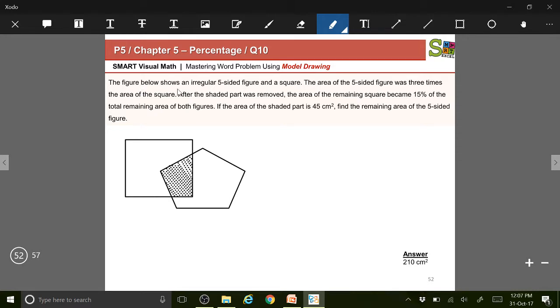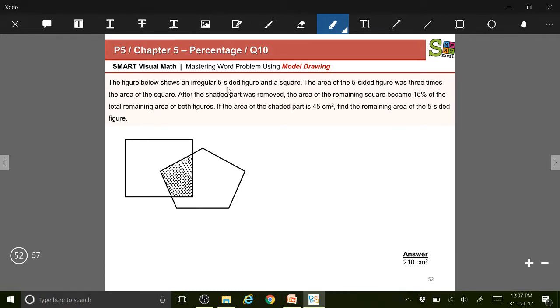The figure below shows an irregular five-sided figure and a square. The area of the five-sided figure was 3 times the area of the square. After the shaded part was removed, the area of the remaining square became 15% of the total remaining area of both figures. So if the area of the shaded part is 45 cm square, find the remaining area of the five-sided figure. Alright. So we're gonna read it for the second time.